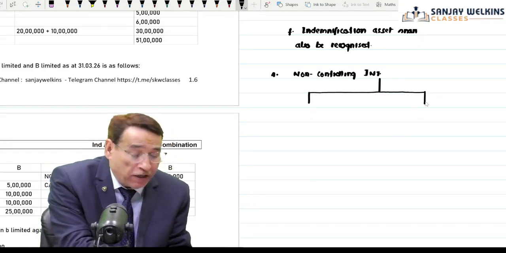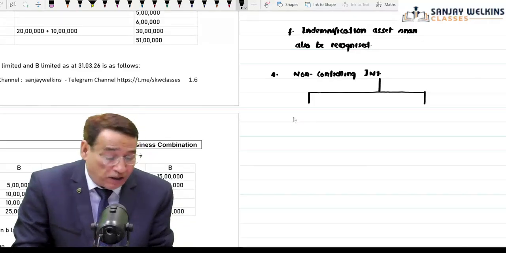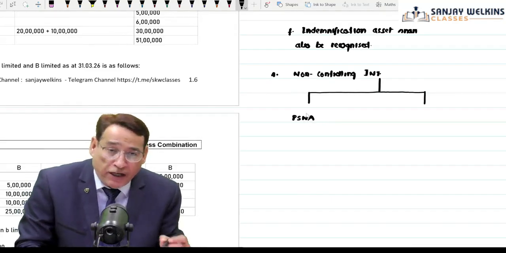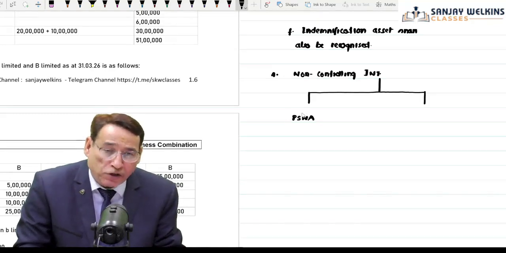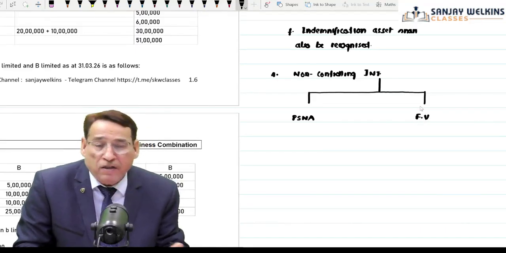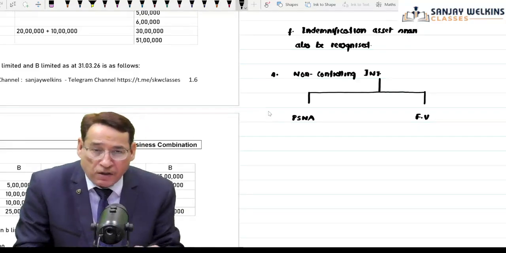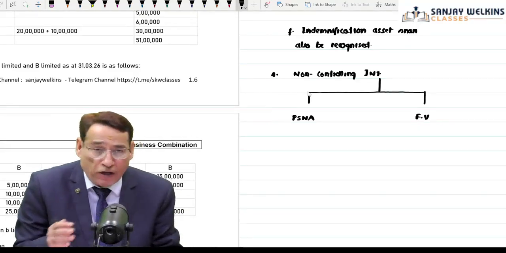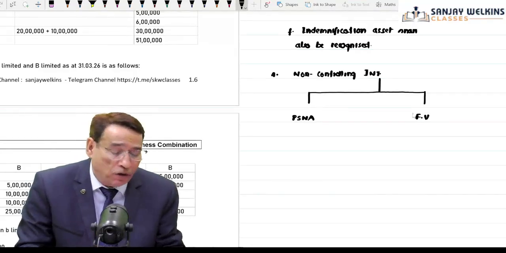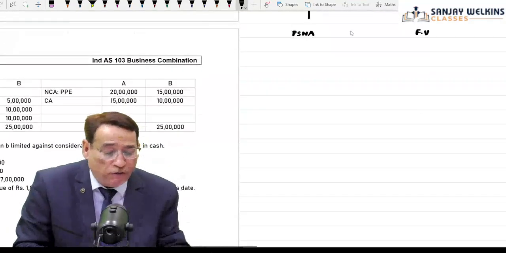That means the acquirer entity can reflect the non-controlling interest by adopting the PSNA approach. PSNA means proportionate share of net assets. Or it can reflect the non-controlling interest at fair value. It is the prerogative, the choice, the discretion of the acquirer entity whether they want to show the non-controlling interest through the PSNA approach or through the fair value approach. Now we will try to understand what exactly we mean by that.